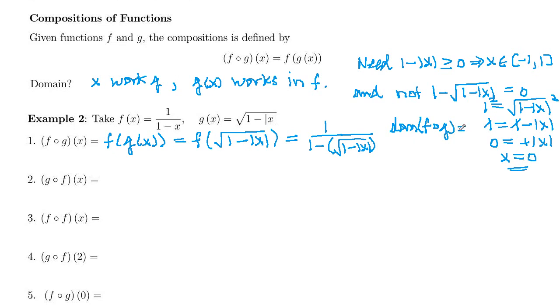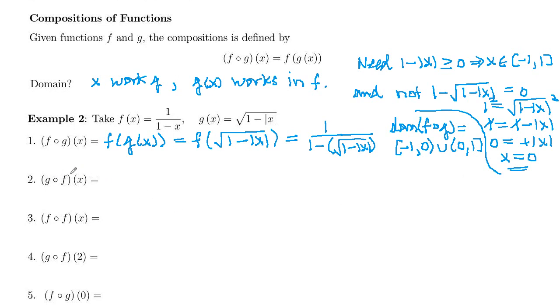So our domain of f circle g is going to be negative 1 up to 0, union 0 to 1. So we kept everything in here, but we kicked out 0. So it's a little bit more work finding domain for composition, but that's the process you go through.